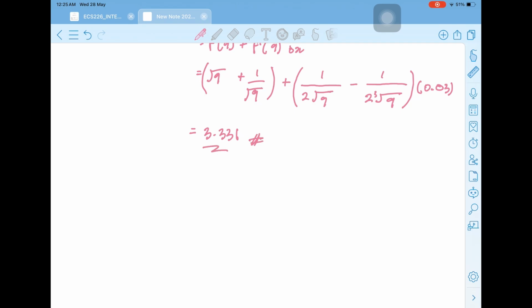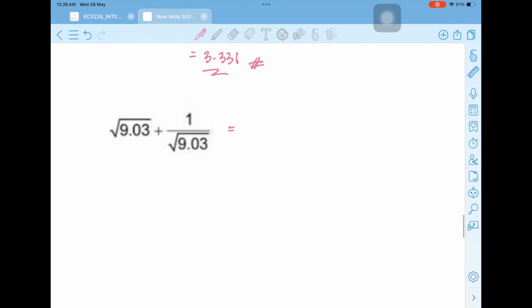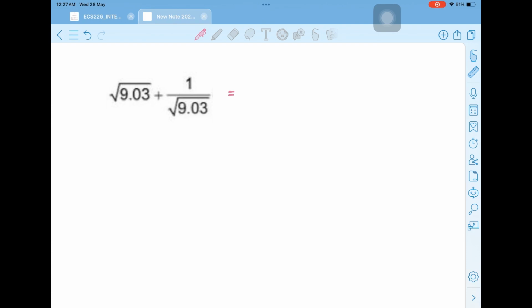And that's it. To make sure that our answer is close or almost the same as the original expression, we can just calculate the expression on the calculator. After I calculate it on the calculator, I will get 3.338. That is the end of question 4.